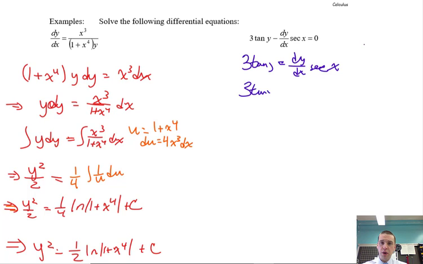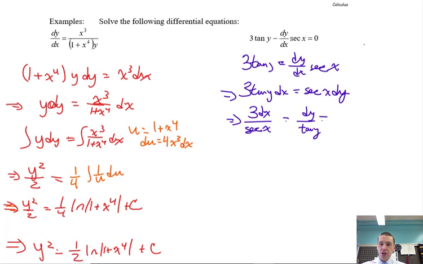3 tan y dx equals secant x dy. We also don't like that the y's and x's are not together, and therefore we will divide by the tan and secant to the other side. So I'm going to get 3 dx over secant x equals dy over tan y.